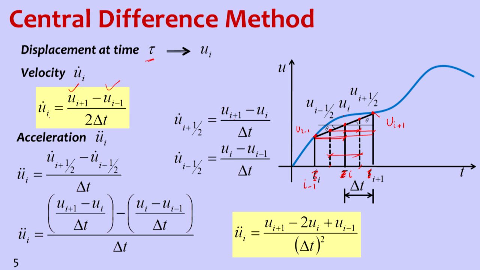Velocity term can be represented by displacement at 2 points. We wrote expression for velocity, expression for acceleration. So we have two expressions in terms of displacement. Now we will make use of this one in our governing differential equation.